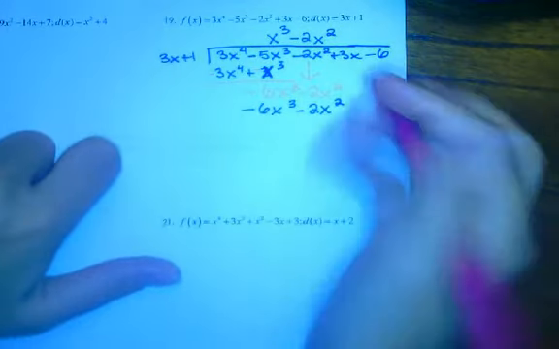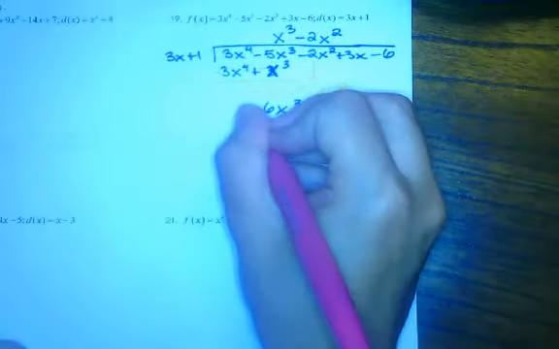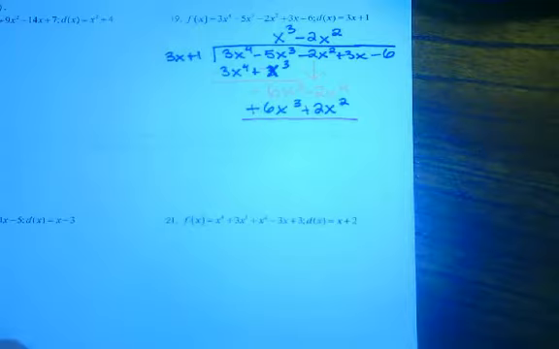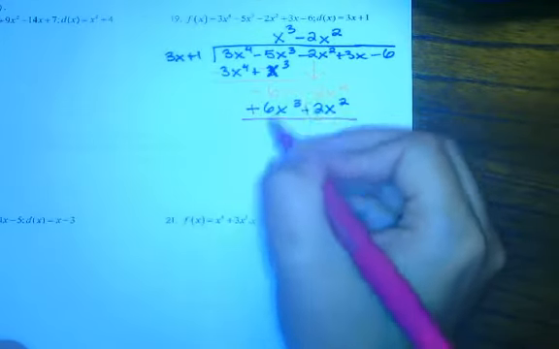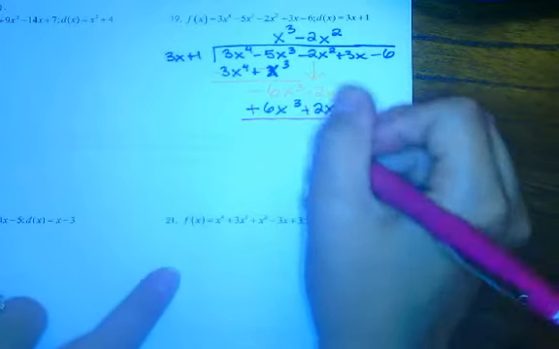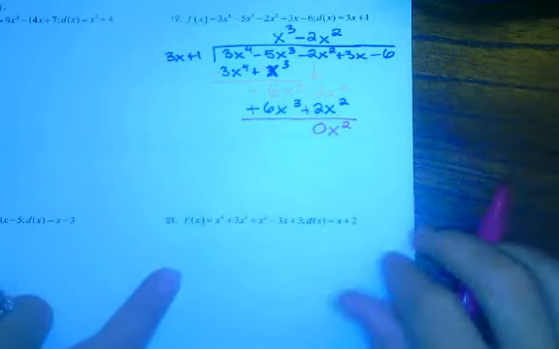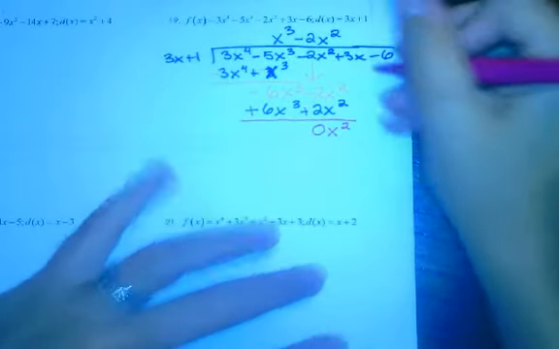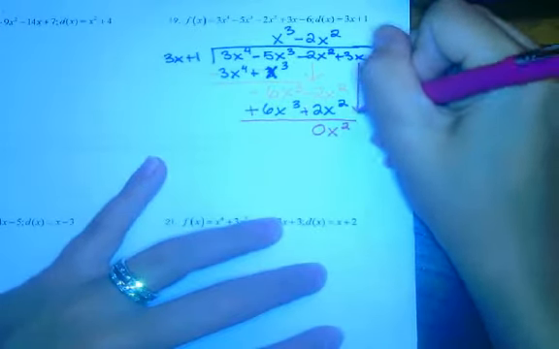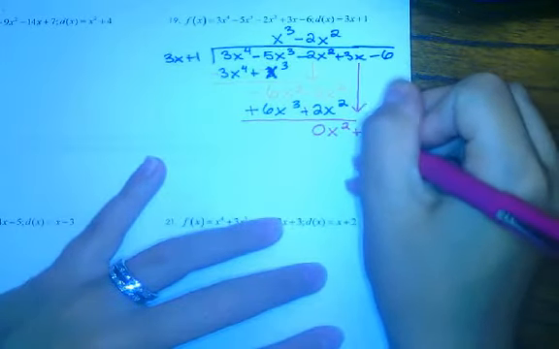Okay, so you draw a line, then change the signs. So now those are both positive. When you add them up, those zero out. You add these up, that also zeroes out. I'm still going to write it as a 0x squared though, okay? Because otherwise I think when I go to bring this down, I might get confused. So now I can bring down this plus 3x.